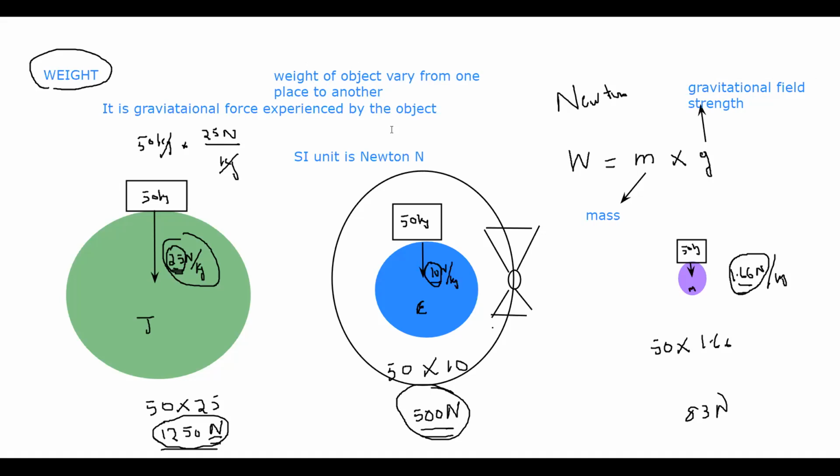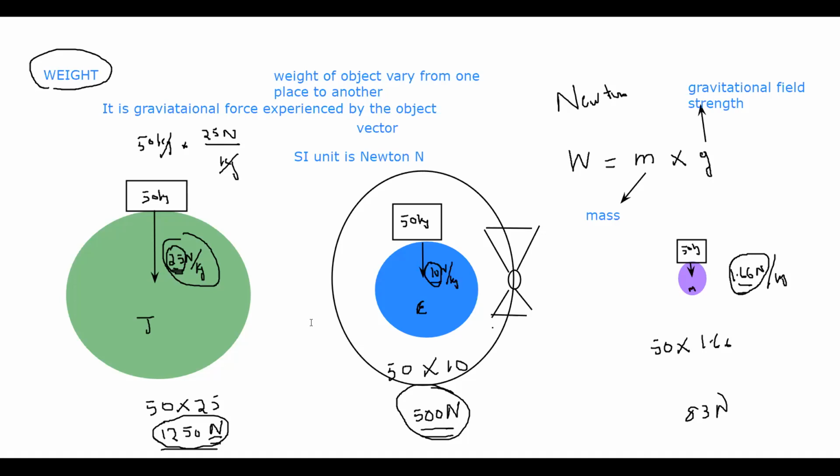What do you think? Is weight a scalar quantity or a vector quantity? Vector. The weight of an object is a vector quantity because it has a direction. But what is the direction of the weight? If I say it's a vector, it should have a direction. The direction is towards the center of the Earth, or you can also say it's downward.